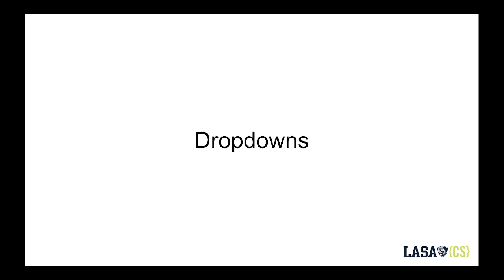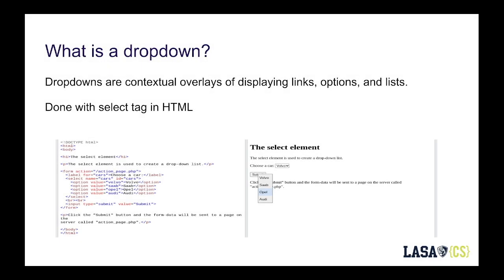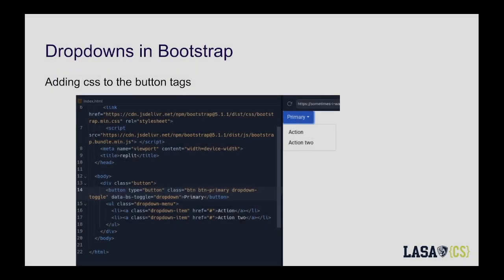So, what is a dropdown? Dropdowns are contextual overlays to display links, options, and lists. So basically, when you click a button or some section, a menu will appear and it'll have a bunch of options to click. To create a dropdown in HTML, you would use the select tag. However, in Bootstrap, button dropdowns are created with a button tag.